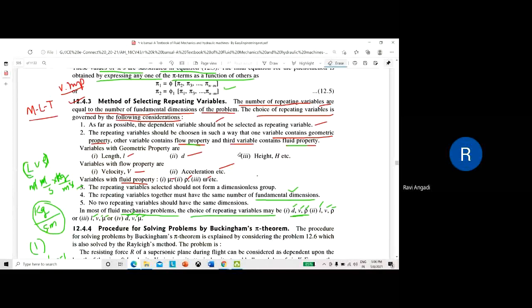We'll solve some three or four problems. Then we'll wind up this method and go for model analysis, and how dimensional analysis can be utilized in preparing the models and how to do the model analysis. That is the next part of this module. So tomorrow I'm taking the class.